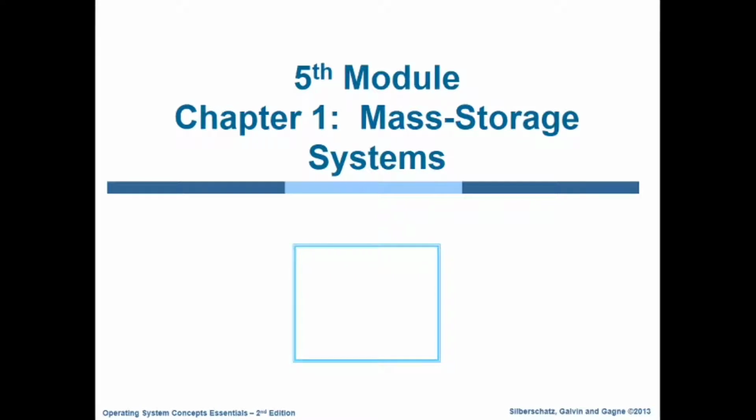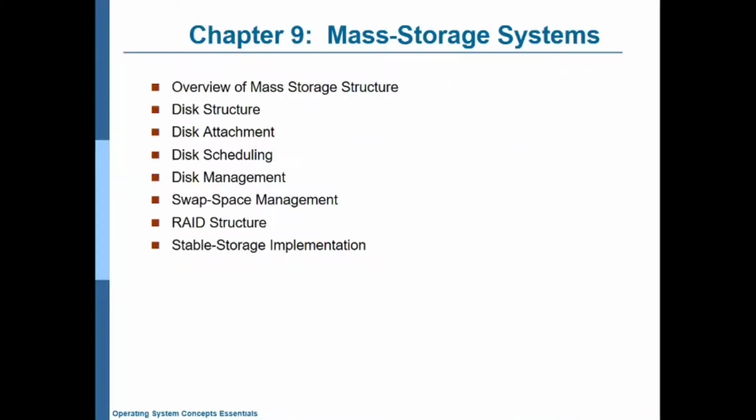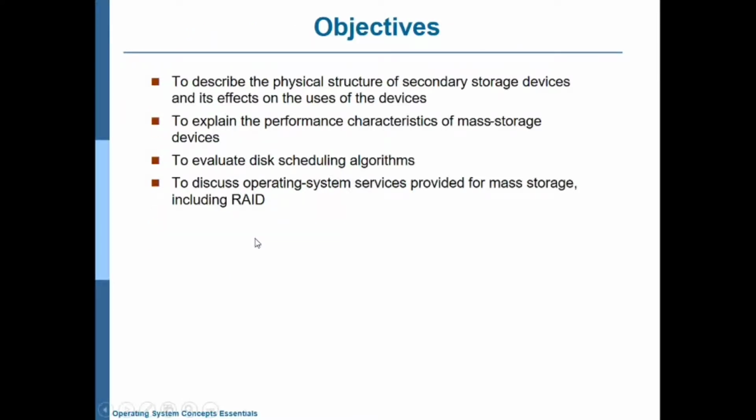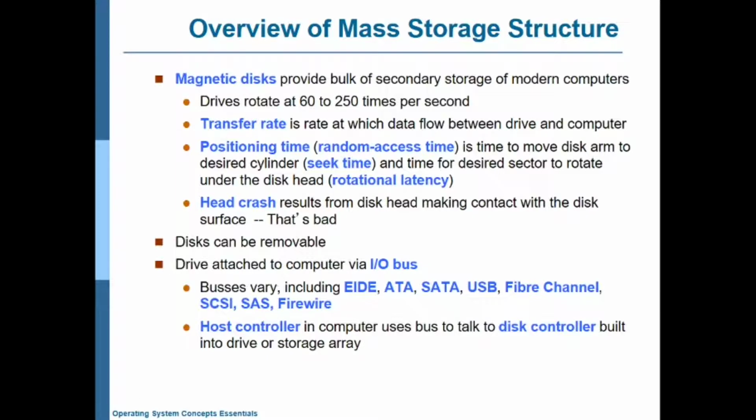In this fifth module we have two chapters. In chapter 1 we'll see the mass storage system, and in chapter 2 we'll see protection. The mass storage system is the ninth chapter in the prescribed textbook, and these are the contents in your VTU syllabus. Stable storage implementation is not there in your syllabus. First, an overview of the mass storage structure.